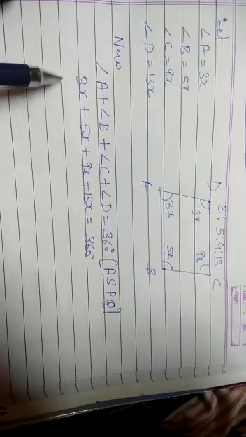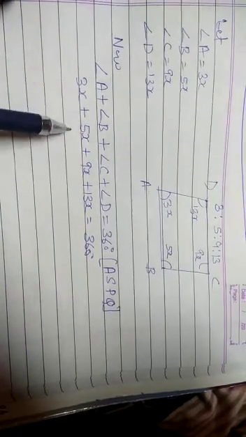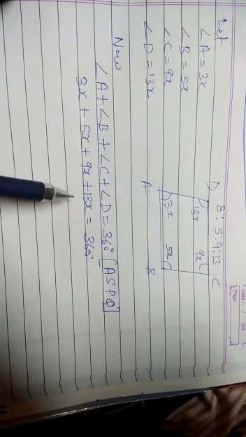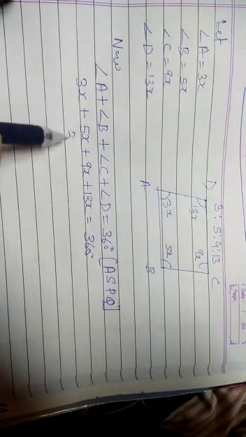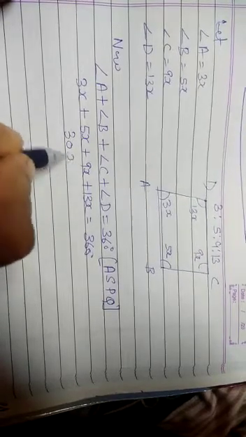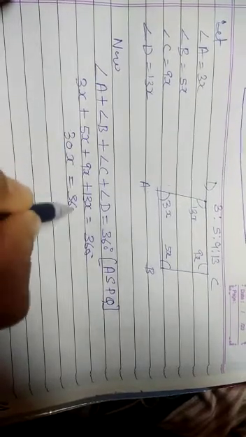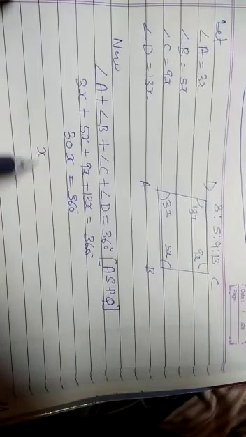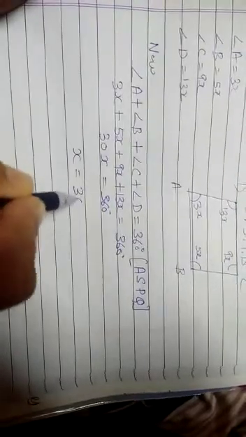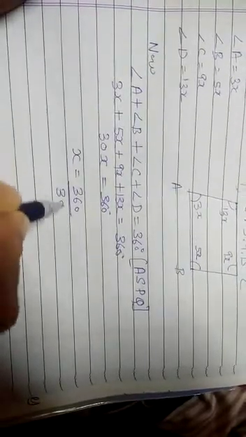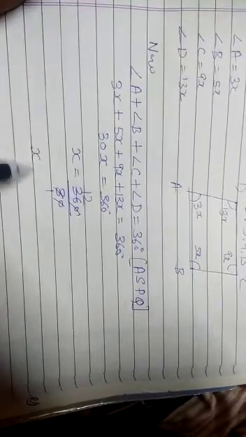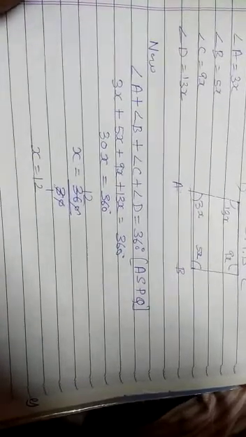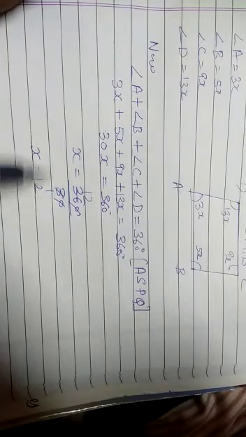Now add these: 3 plus 5 is 8, and 9 is 17, and 13 is 30. 30x is equal to 360 degrees. Then x equals 360 upon 30. Zeros cancel, 3 ones are 3, 3 twos are 6, so 36. x equals 12. Now we have calculated the value of x.